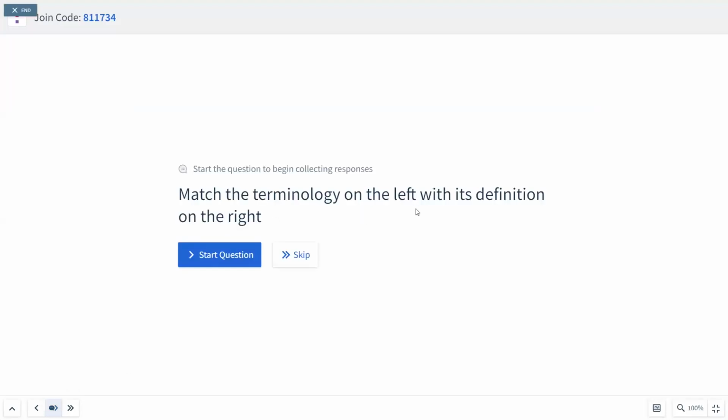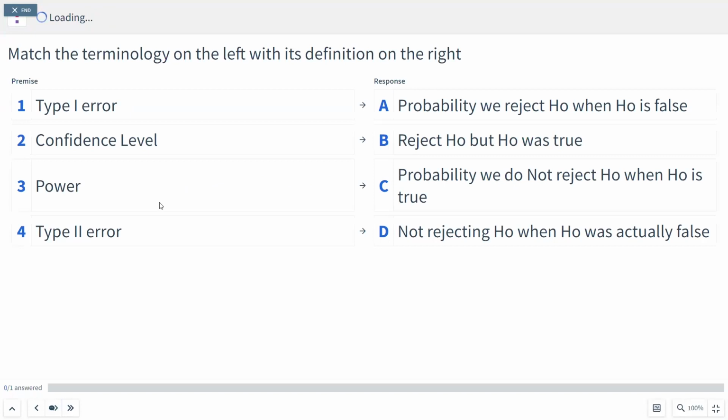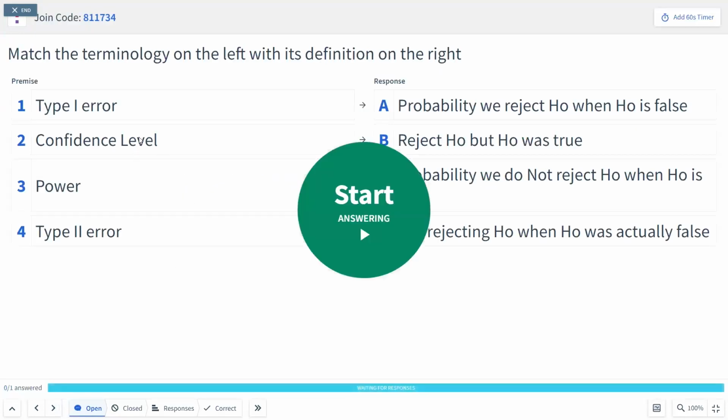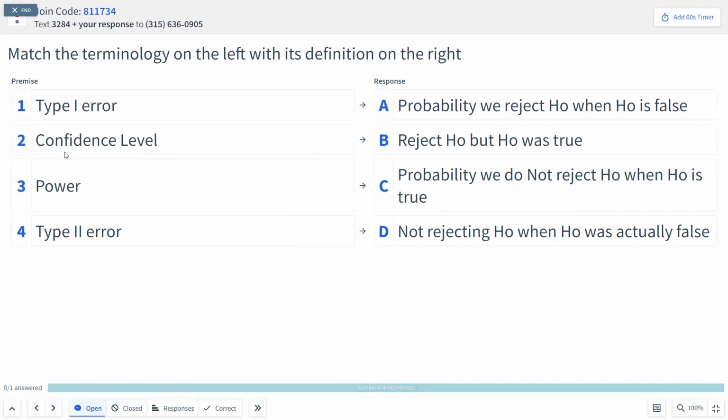Match the terminology on the left with its definition on the right. So you want to make sure you know what a type 1 error is, what a confidence level is, what power is, and what a type 2 error is.